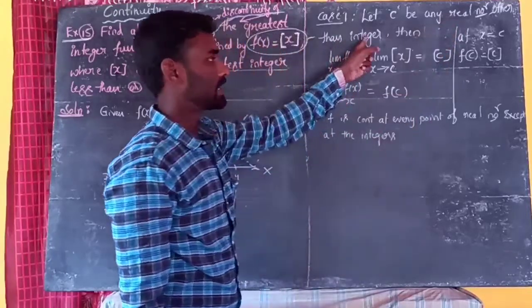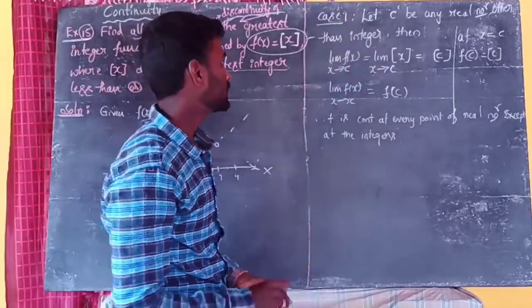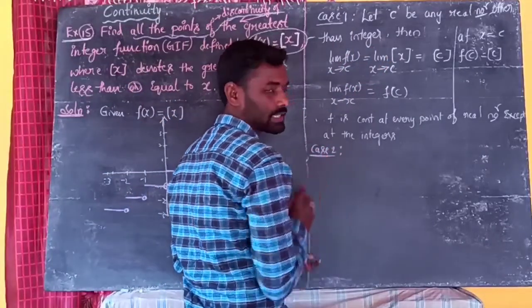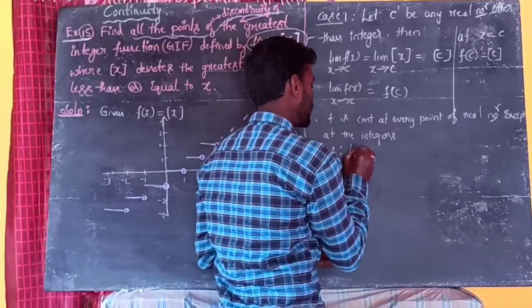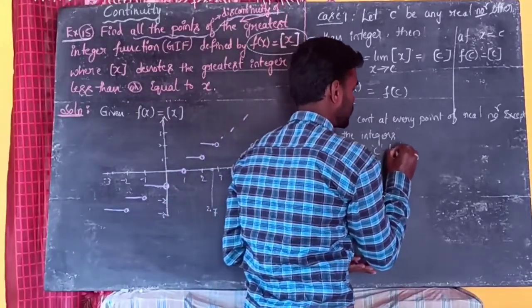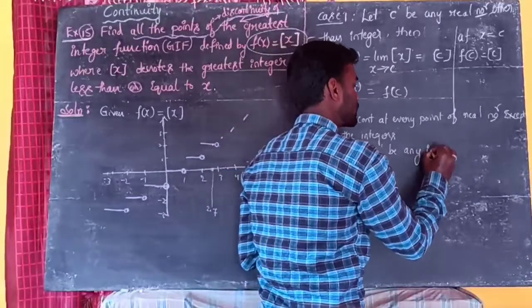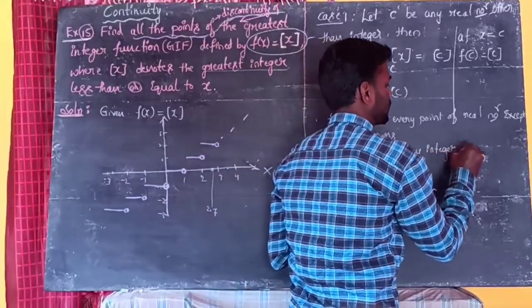Here this is other than the integers. C means other than the integer. Now case 2. Here observe guys. Let C be any integer.